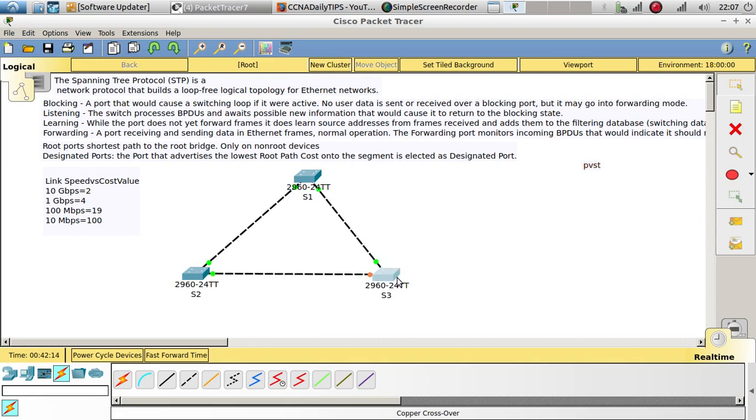Okay, and the way we can do that, I have a couple videos on my YouTube channel, and if you want to learn to do that, you can go ahead and go to my YouTube channel and just search for anything that contains either rapid per VLAN spanning tree protocol or just spanning tree protocol, and I have plenty of videos on how to do that.